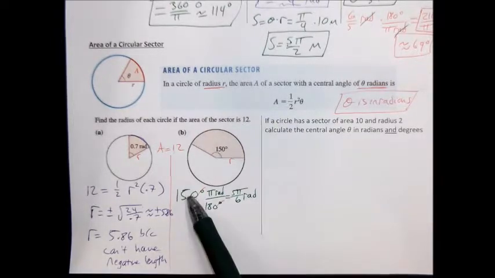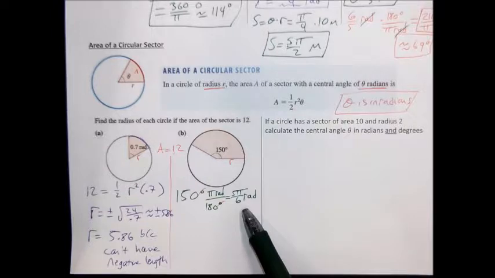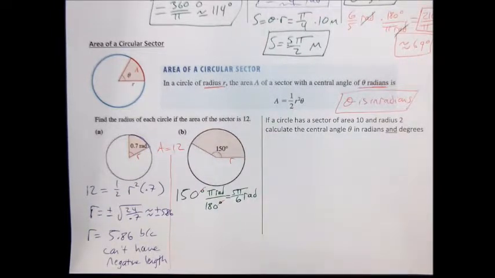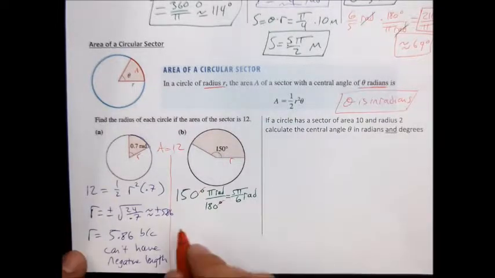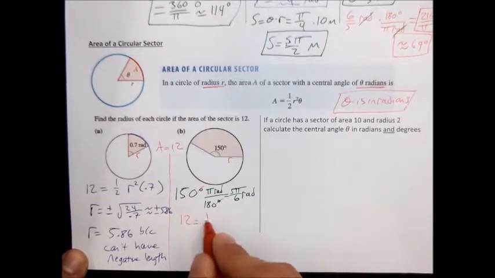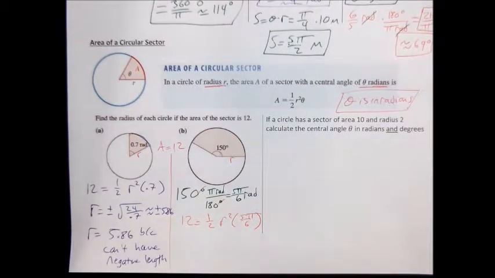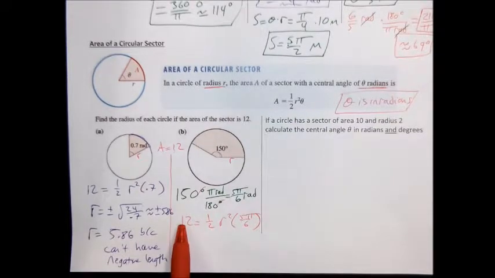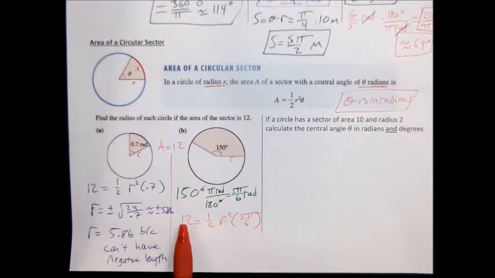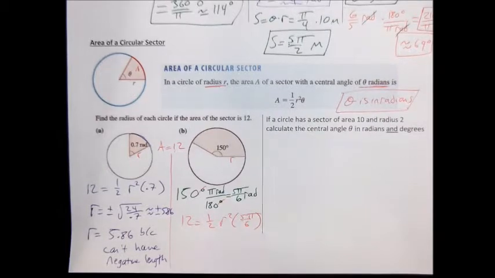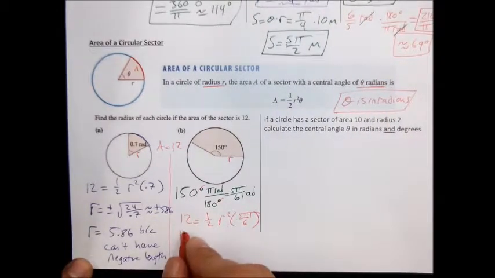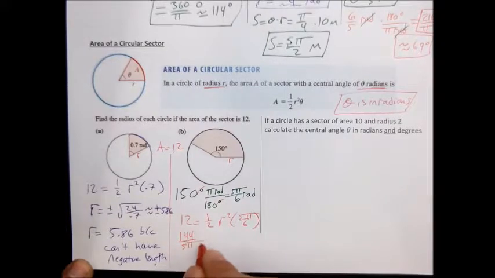And so instead of using 150 in the equation, we just use 5 pi over 6. It doesn't carry any units with us, and so we don't use that unit. So anyway, we have 12 equals 1/2 r squared times 5 pi over 6. Again, I'll let you think about the algebra here, but we would multiply the 2 over to get 24. We multiply by 6. That would give us 144. And then we divide by 5 pi. And so we'd have 144 over 5 pi equals r squared.